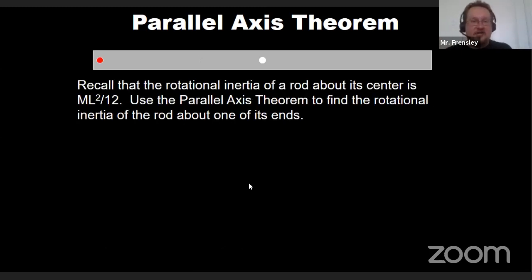What is the rotational inertia about one end of a rod? About the center it's 1/12 ML squared, but about one end, well, I want you to use the parallel axis theorem to figure that out. So 1/12 ML squared in the middle, how are you going to get out to the end? What is the D value going to be? And what happens when you get all the fractions together? Okay, 2 minutes. On your mark, get set, go.